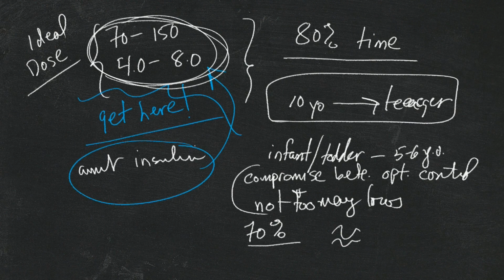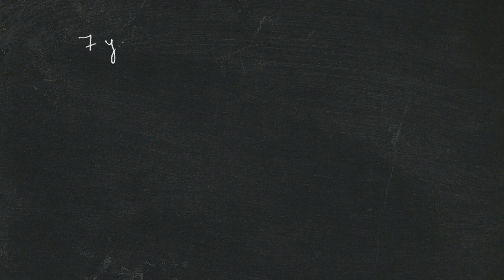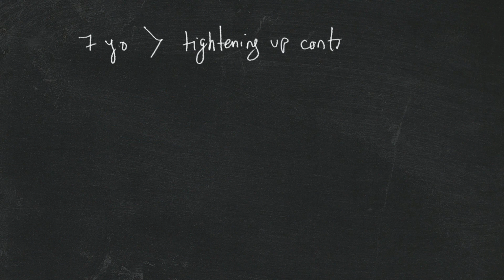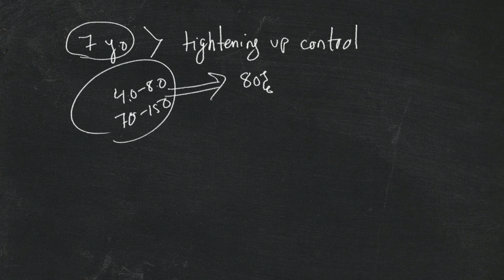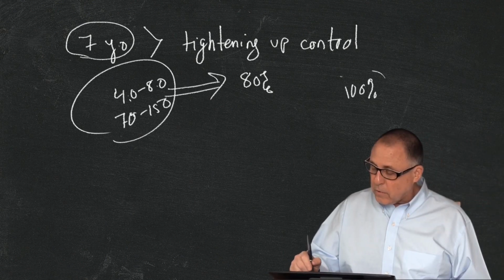and we're not going to be too worried about that. When you get to the age of about 7 years old, then we start tightening up the ship. And we start saying, you know what? 7-year-olds are much more able to be aware of when their blood sugars are going low. And so what we're going to do is try and get closer to that 80% in target range as we can. It's almost impossible to be 100% in target range.